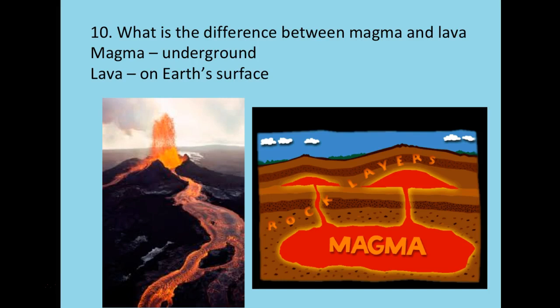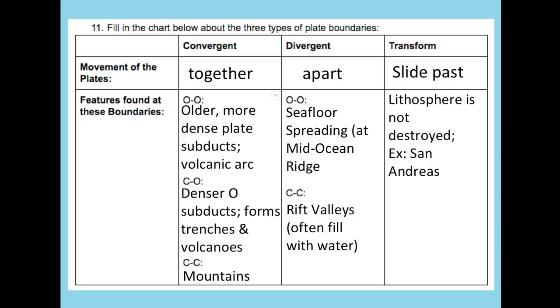Number 10, what's the difference between magma and lava? Magma is underground in a magma chamber, and lava is when it has reached Earth's surface and is released from a volcano or at a hot spot or something like that. Both magma and lava refer to hot rock that is so hot that it has melted into liquid.